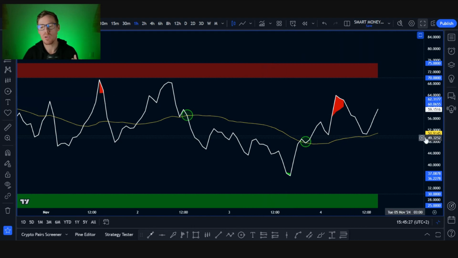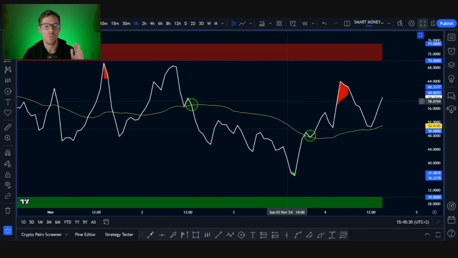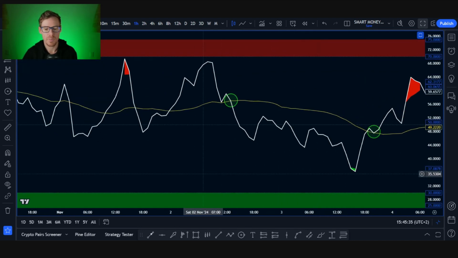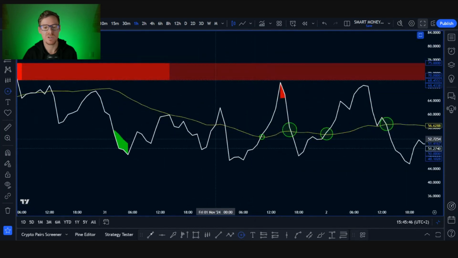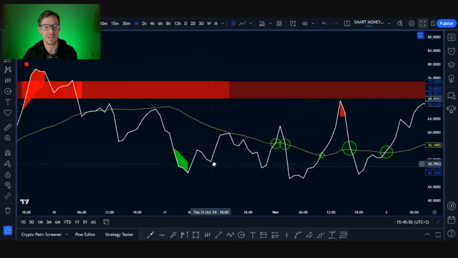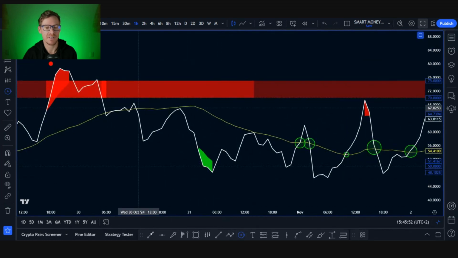So step number one is we want to determine what is the TDI X telling us about the direction of the market. So if we look back in time, you can see it crossed above the middle line over here, over here, over here. See, so all we're doing is we're just paying attention to when does it cross above the middle line and when does it cross below the middle line. You can see over here.